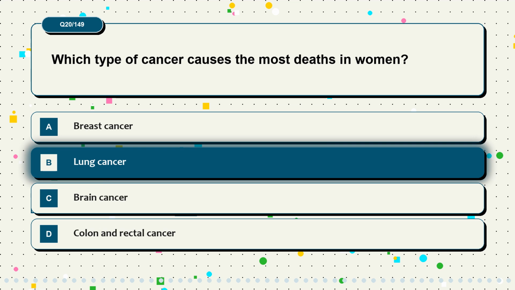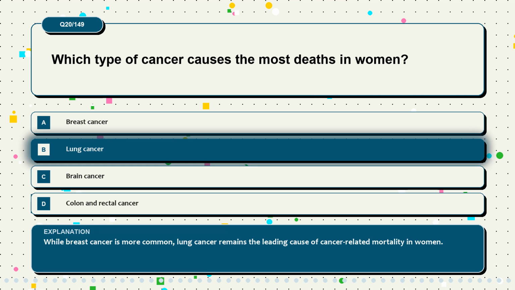The correct answer is option B, lung cancer. While breast cancer is more common, lung cancer remains the leading cause of cancer-related mortality in women.